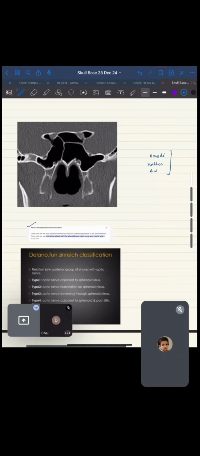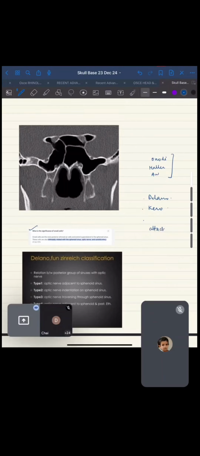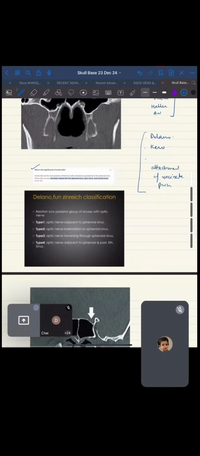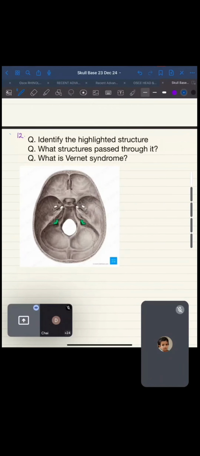Please go through it. So two classifications apart from that: the Delano classification, then the Keros classification. Then there is one classification, I'm forgetting the name, which tells you the attachment of the uncinate process. Yes, the Stammberger classification. So these are the three classifications you should have ready in your mind. If they ask about PNS, generally these are the routine questions. If an ectopic comes it's okay, but routinely this is what will come. Moving ahead. Keros done, very favorite, very important, and definitely you will get it in some form or the other.